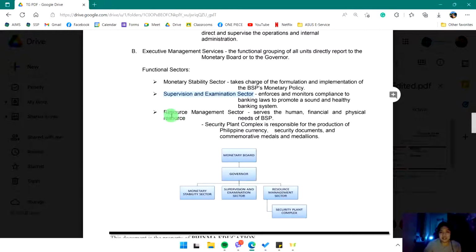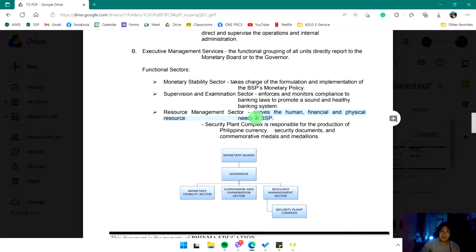Next, we have the resource management sector, serves the human, financial, and physical needs of BSP. Basically, the resource management sector, sila yung mga nagbibigay ng resources dun sa mga sectors na pinangangailangan ng tao ng financial needs or na physical resource. Basically, yun nga, sila po yung nagbibigay ng resources sa mga different sectors na meron tayo.